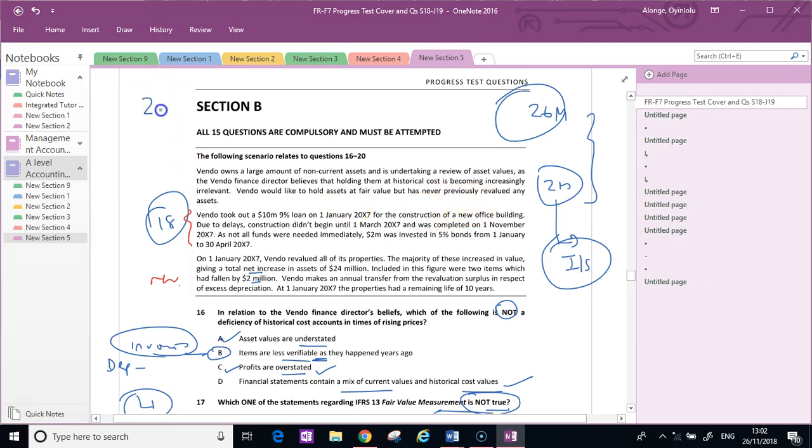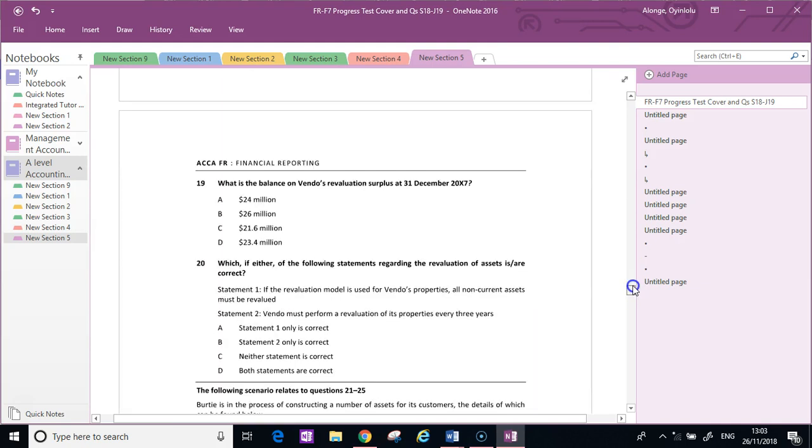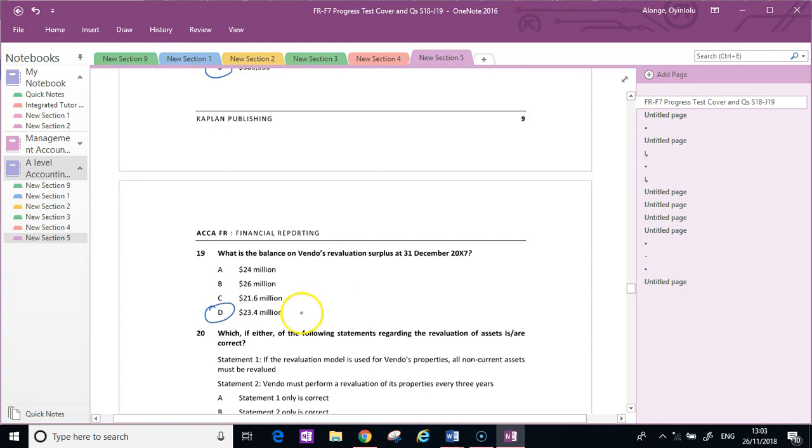So we have the 26 million in our revaluation reserve, and because it tells us that you have 10 years left, each year that's 2.6 million. This is the increase, by the way. Because we're allowed, very similar to an earlier question we did, we can transfer 2.6 million from the revaluation reserve to the income statement every single year, which means that the revaluation reserve, starting with 26, will fall by 2.6 every single year. So when you deduct the 2.6 from the 26, you'll be left with 23.4 at the end of the first year. So the answer there is D.